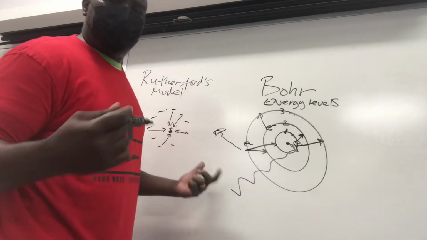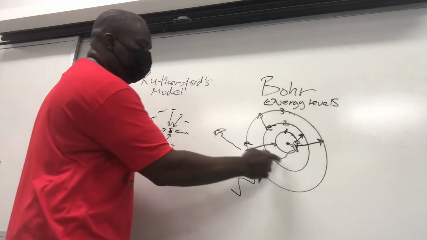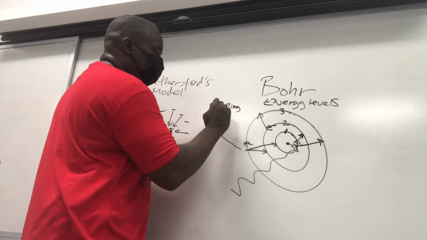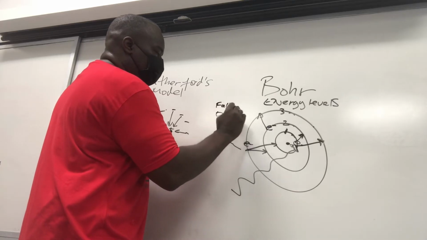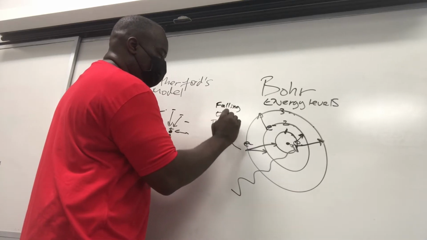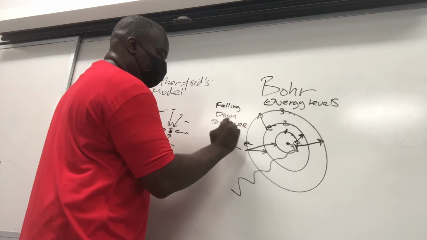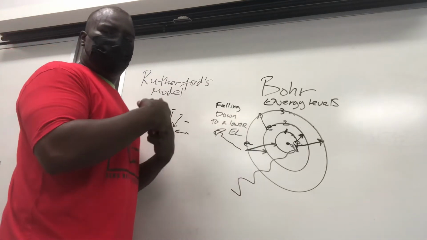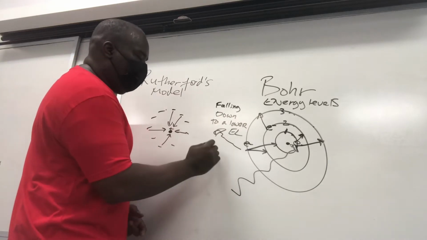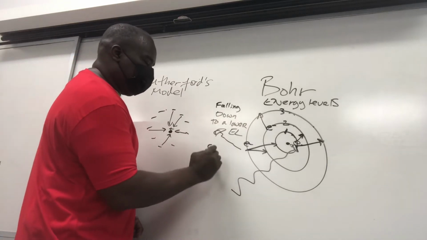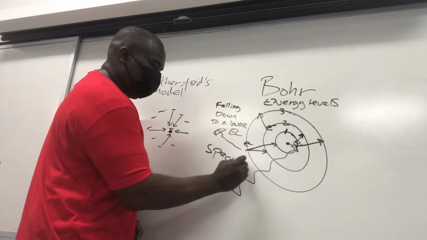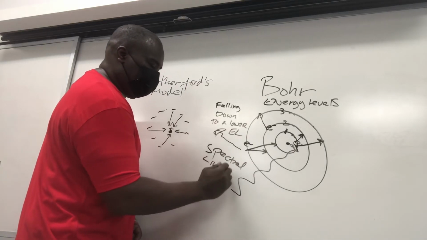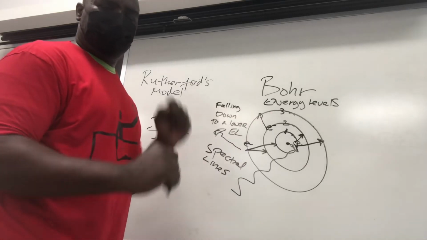So that's the principle behind fireworks. So when you're falling back down, write it down, falling down to a lower energy level, that's when you get the release, and you see the lights and the colors. And also, we talked about this recently, the spectral lines. So when you look at it in a spectroscope, you can see spectral lines as the electrons fall back down, bam.